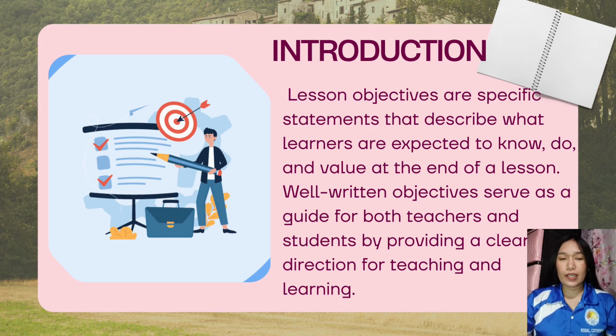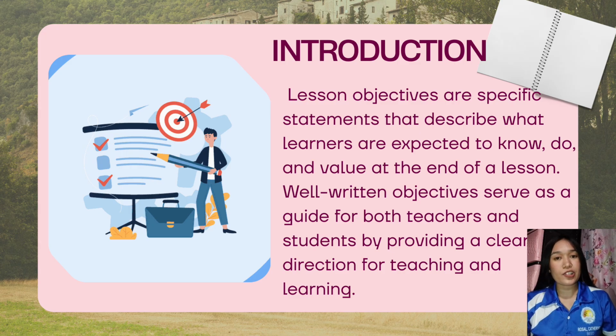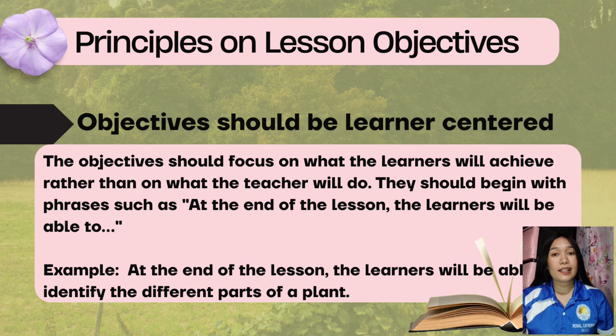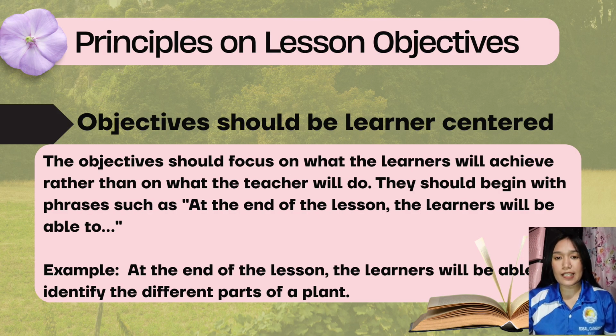Let's start with a quick introduction. Lesson objectives are specific statements that describe what learners are expected to know, do, and value by the end of a lesson. Think of them as the destination of our teaching journey. Without a clear objective, both the teacher and the student won't know exactly where the lesson is headed. So well-written objectives serve as a guide for both teachers and students, giving clear direction to both the teaching process and the learning process. Now, let's go through the 8 principles on lesson objectives.